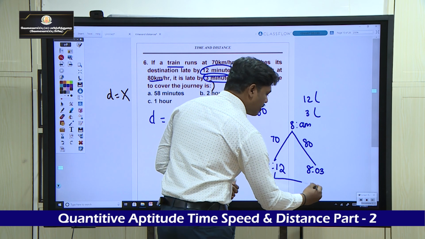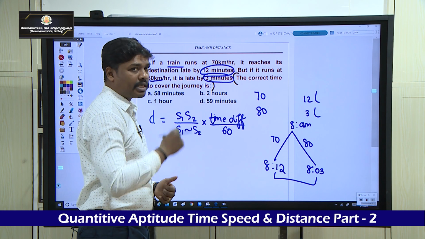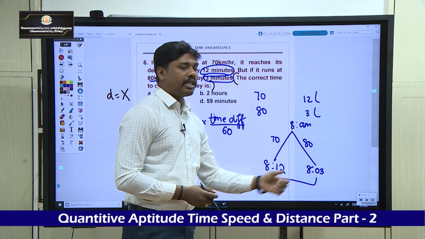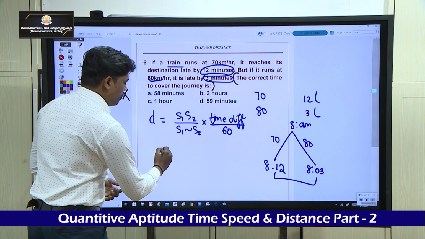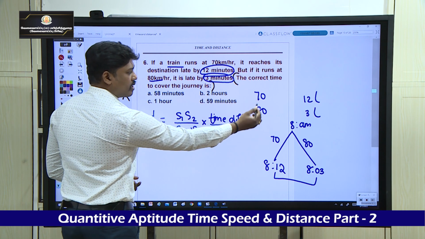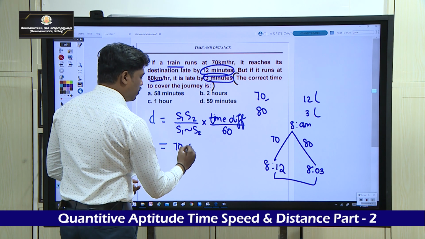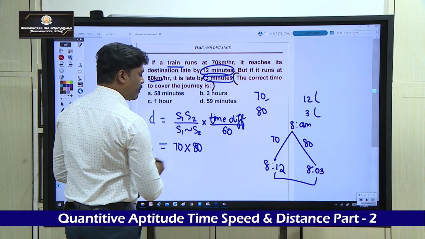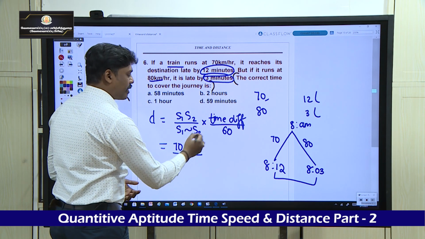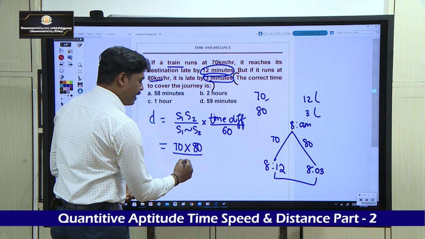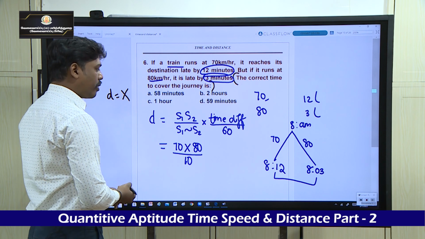What is the time difference here? Time difference is 9 minutes. 8:12 minus 8:03, you will be getting 9 minutes late. So, what is speed 1 here? 70 km per hour. So, 70 into speed 2, which is 80 km per hour, divided by S1 minus S2, which is 70 minus 80, you will be getting 10. The difference you have to take in positive terms.